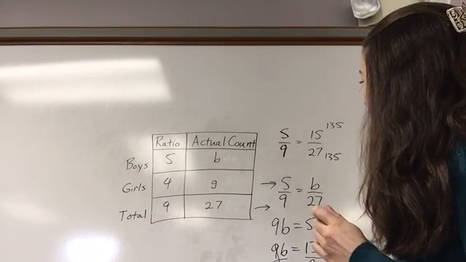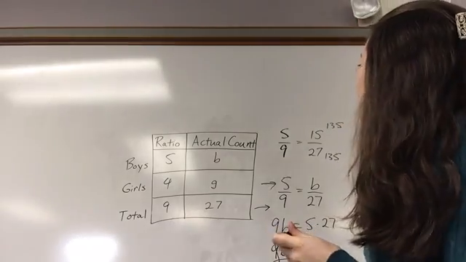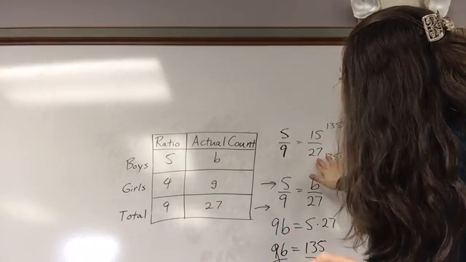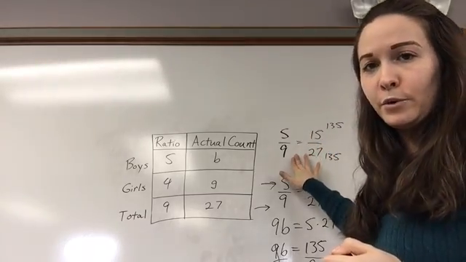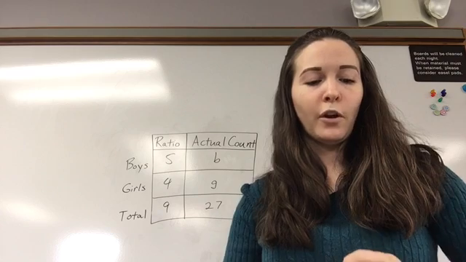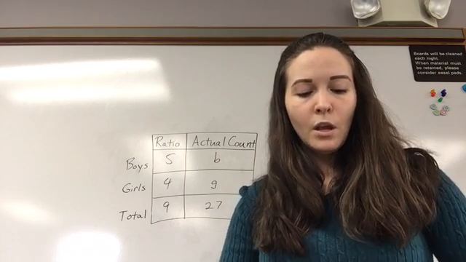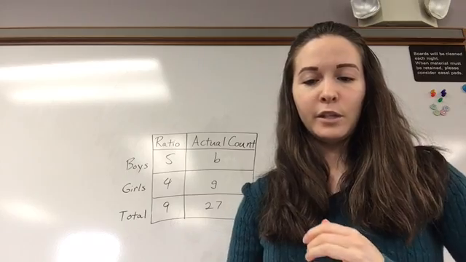Another way to check it would be to reduce the fraction. So if you were to reduce 15 to 27 to lowest terms, it would reduce down to 5/9. And that's another way of checking it. Or we can do the cross multiplication way. So you can check out our other examples and solutions there.